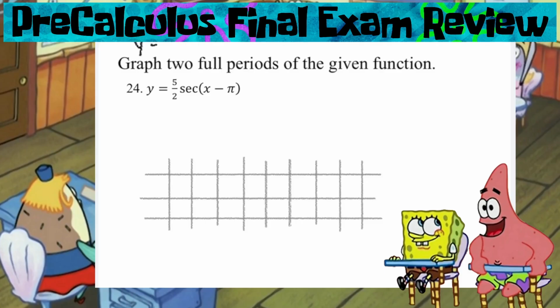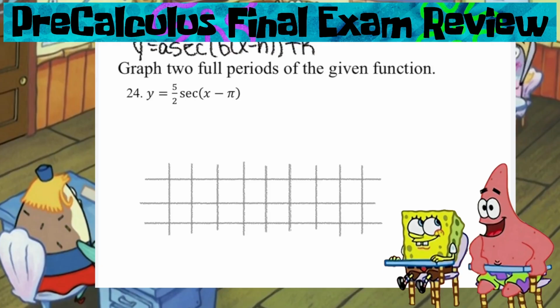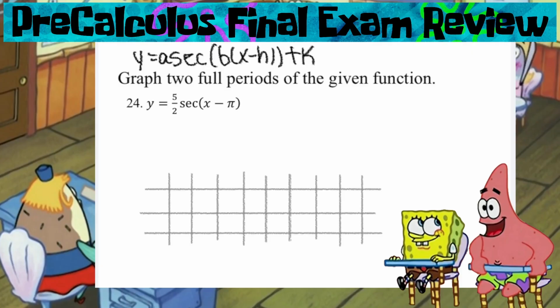I will start off by rewriting this in the form of y equals a secant b x minus h plus k, so we can clearly identify everything in that regard. And that will be y equals 5/2, that's a vertical stretch of 2.5 or 5/2, secant 1 times quantity x minus pi, plus 0.